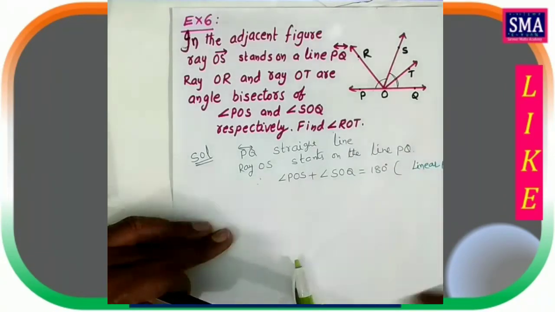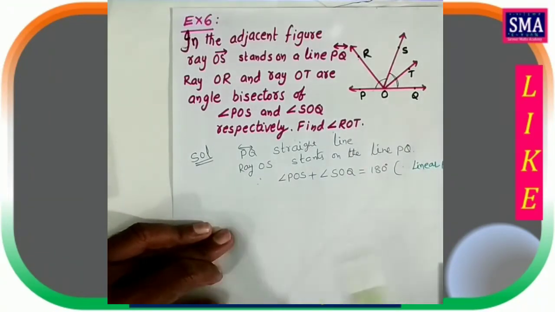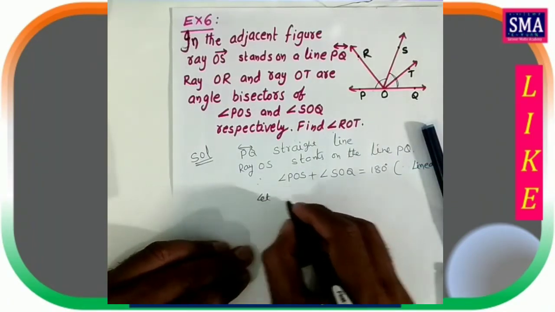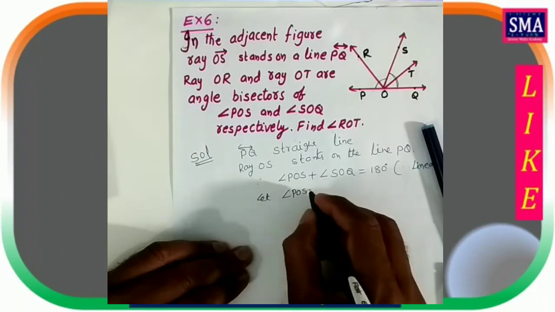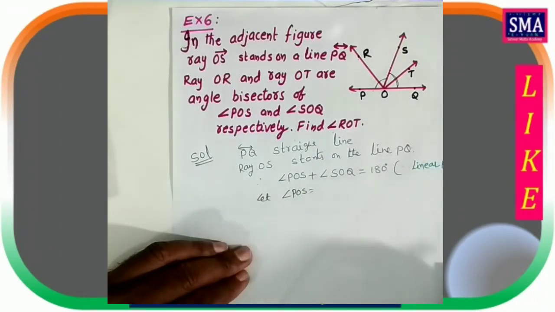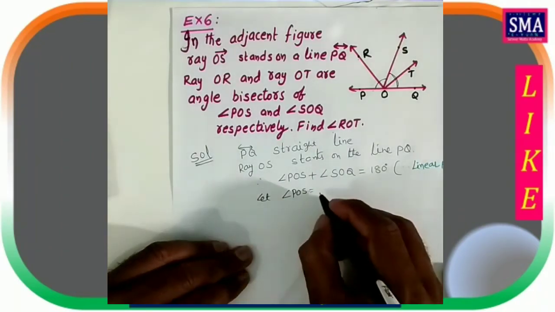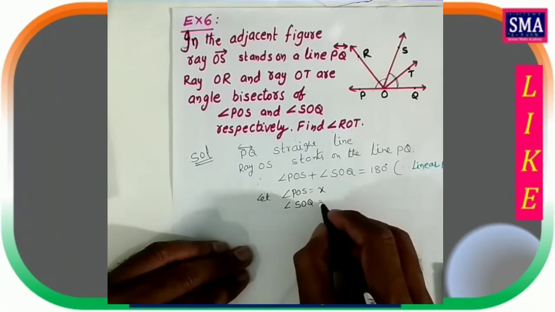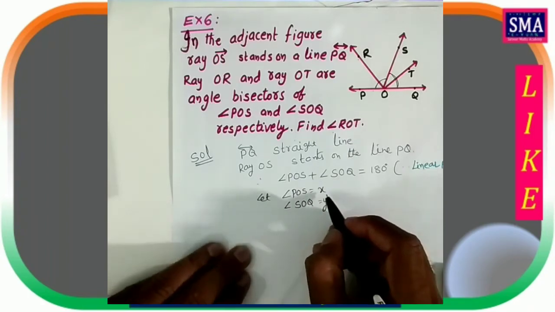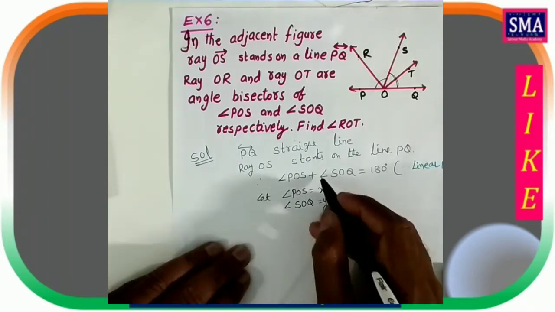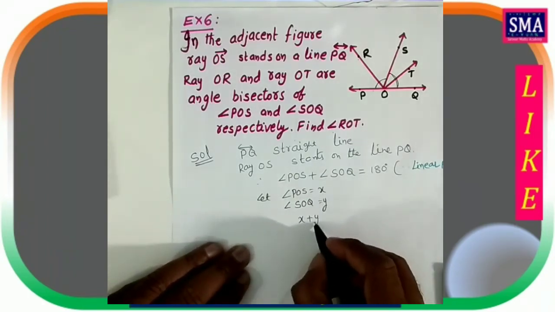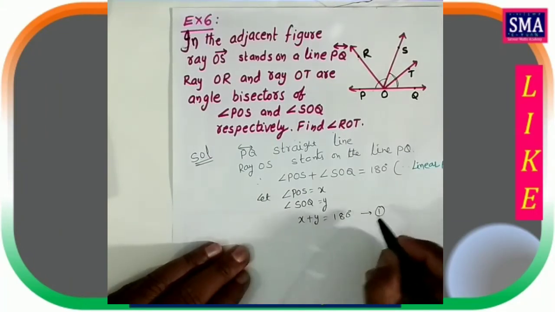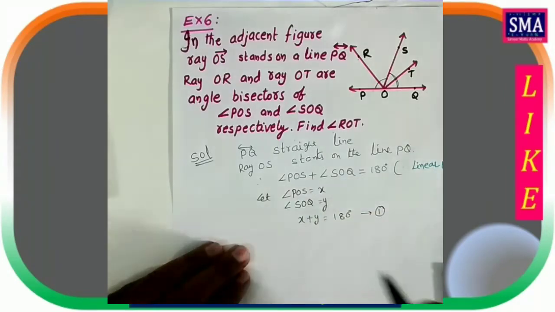Okay, linear pair. Next one, angle POS plus angle SOQ is equal to 180 degrees. Let angle POS equal X, and angle SOQ equal Y. Substitute in these values: X plus Y equal to 180 degrees. Let this be equation 1: X plus Y equal to 180 degrees.